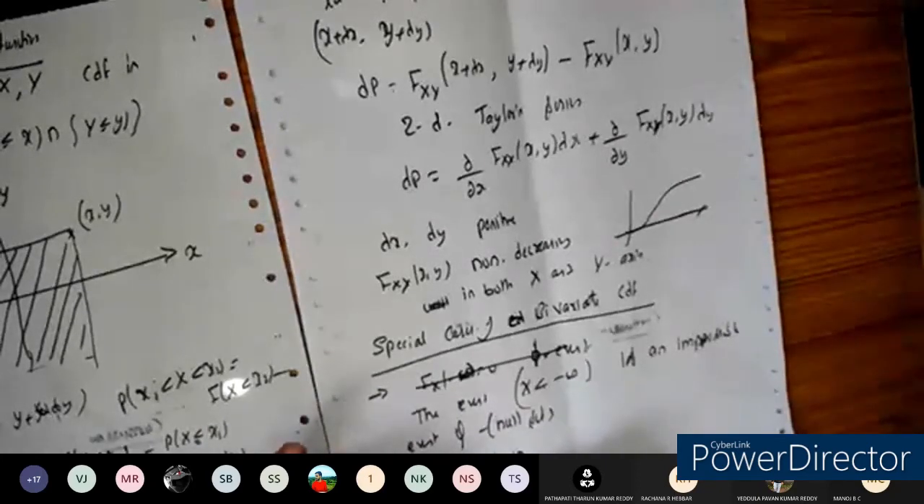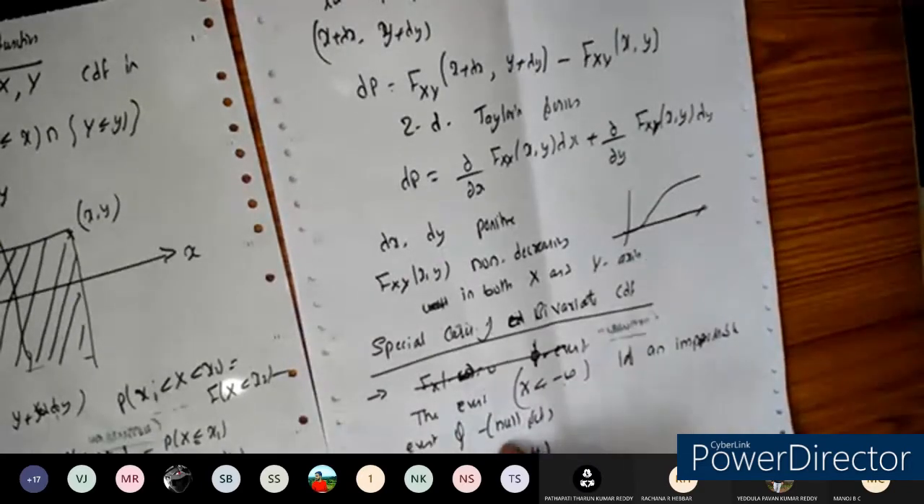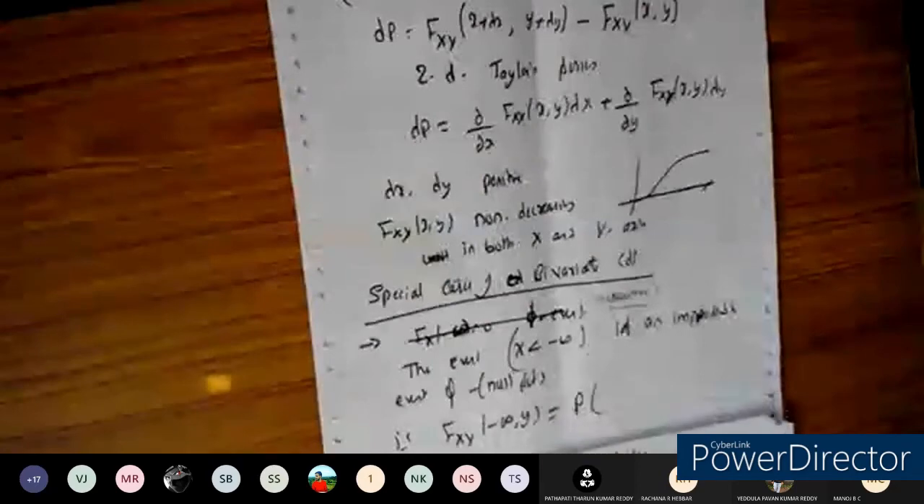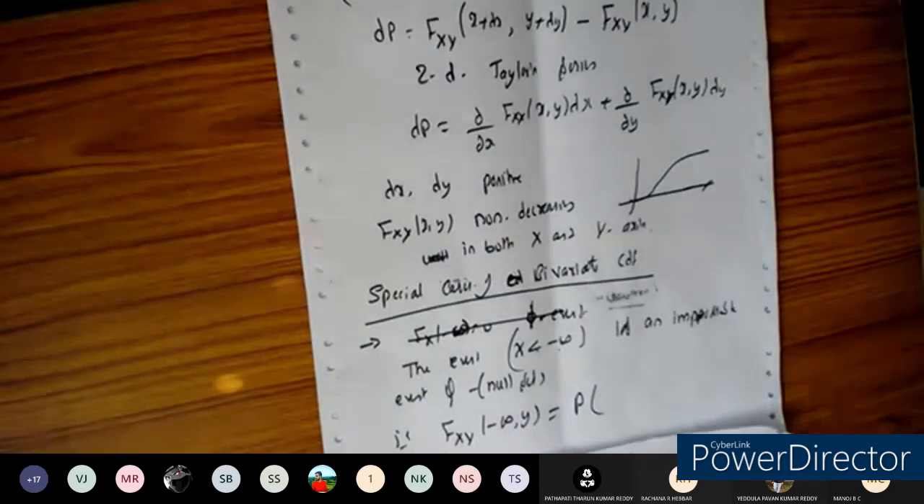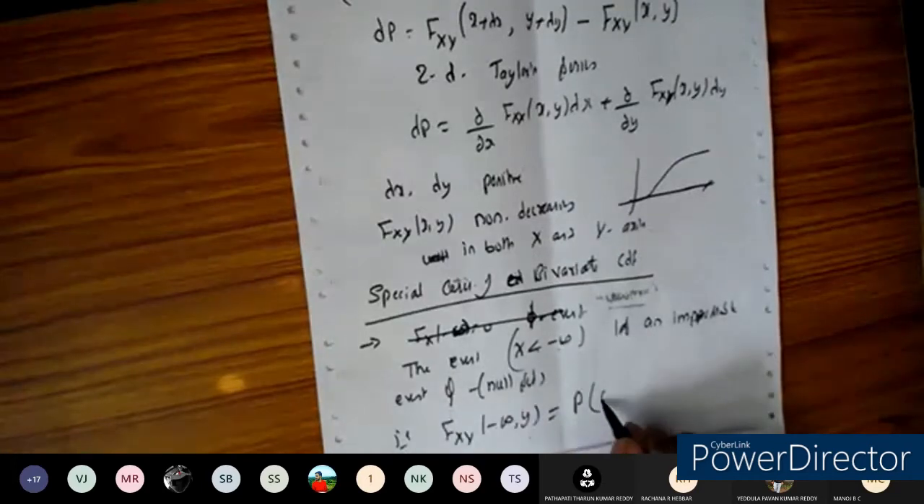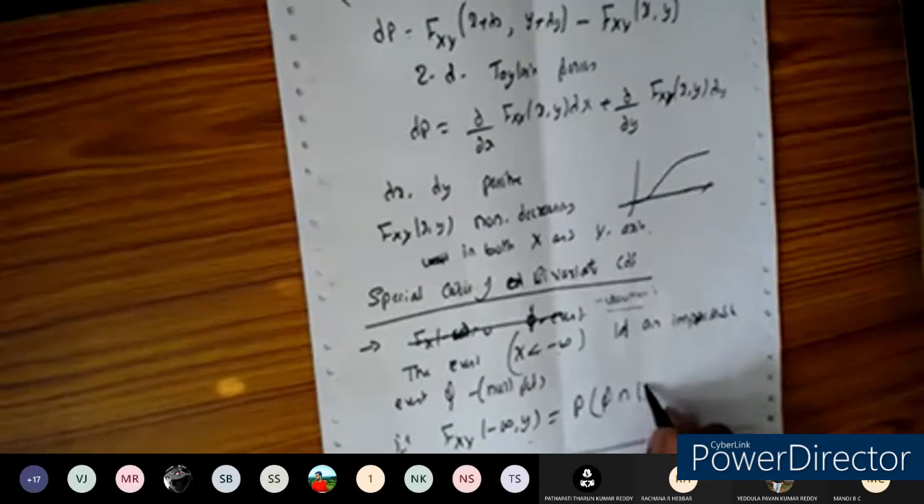F xy of minus infinity comma y, because I am substituting the value of infinity for x here. This will become equal to the probability that, as per the definition of the CDF, x can take a value less than x and y can take a value less than y. Since for x less than minus infinity this is a null event, I can take it as 0: the null event intersected with y taking a value less than y.